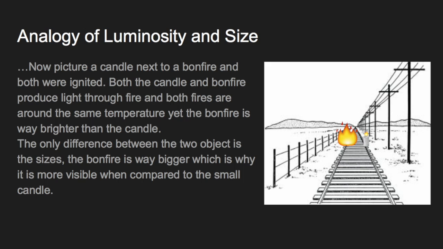Analogy of luminosity and size. Now picture a candle next to a bonfire and both were ignited. Both the candle and the bonfire produce light through fire, and both fires are around the same temperature, yet the bonfire is way brighter than the candle. The only difference between the two objects is the size. The bonfire is way bigger, which is why it is more visible when compared to the small candle.